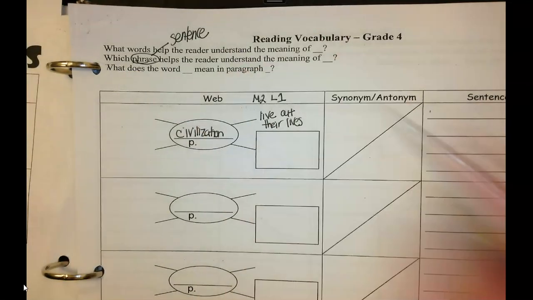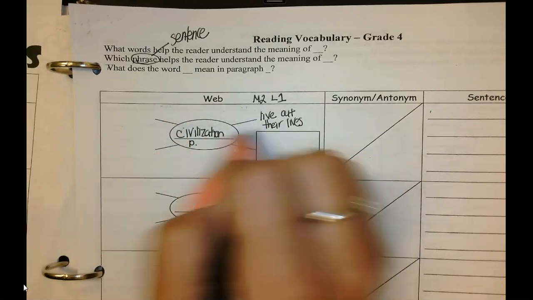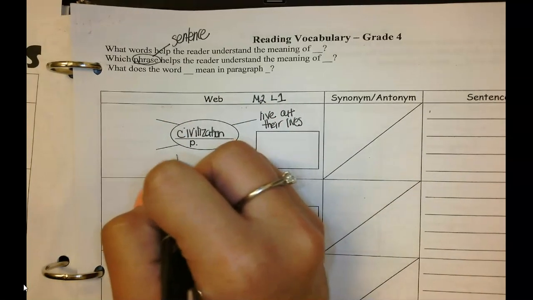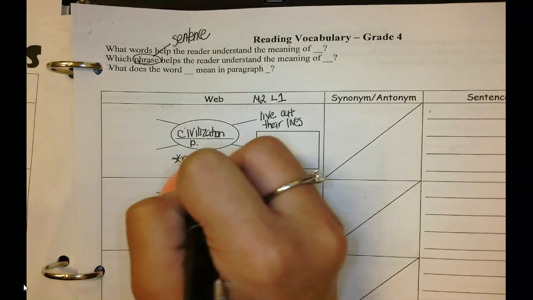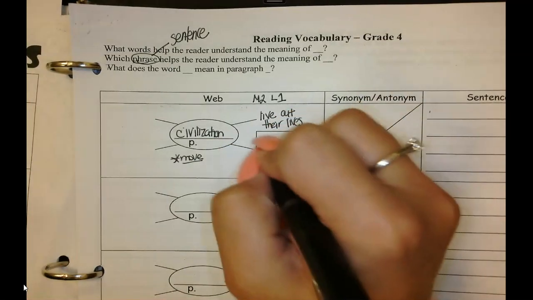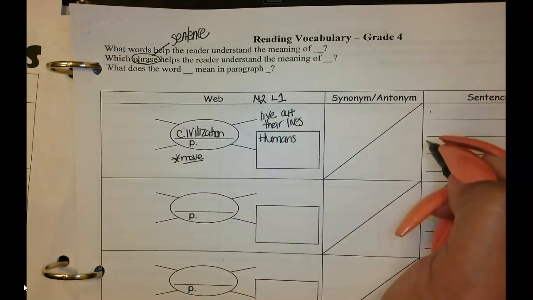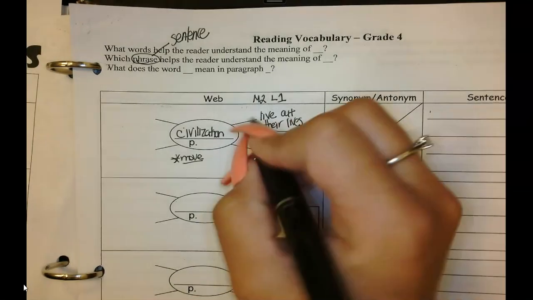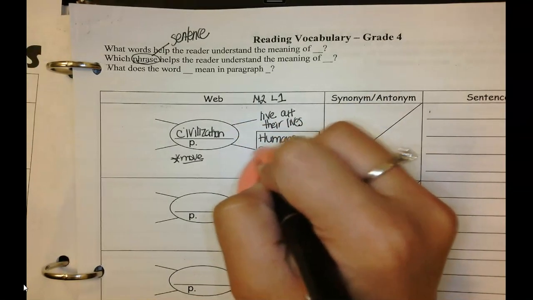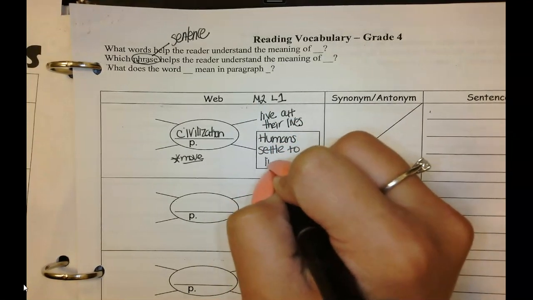From Earth, right? So I'm going to put here, I can't put it here because I didn't find it in the selection, but I can put a little asterisk and I know that they move. That's something I could infer. So what does civilization mean? It's the way humans, remember, I write, you write, humans settle to live.